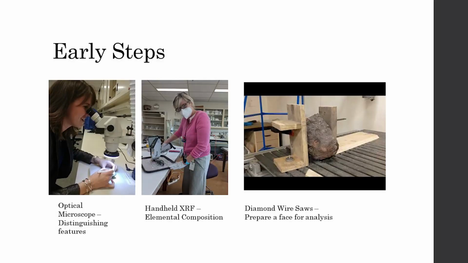And then if we want to proceed, we start to slice it open. So we have diamond wire saws in the museum that we use to cut faces into these objects. Whenever we finally approve a meteorite, we have to actually keep 20% of a meteorite as a type specimen in our collections for the rest of history. And we cut them with these special saws that we have in-house.